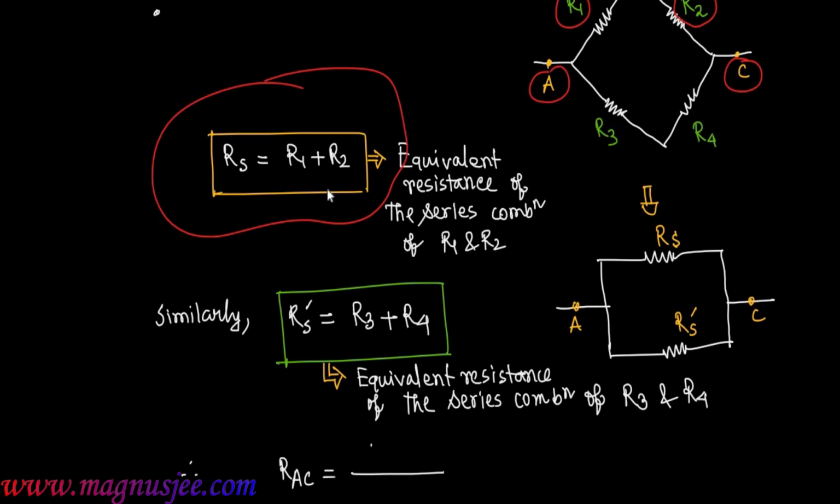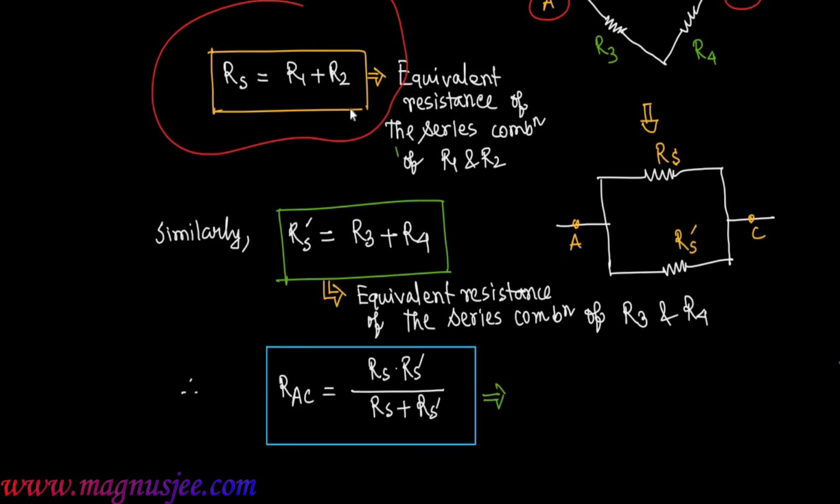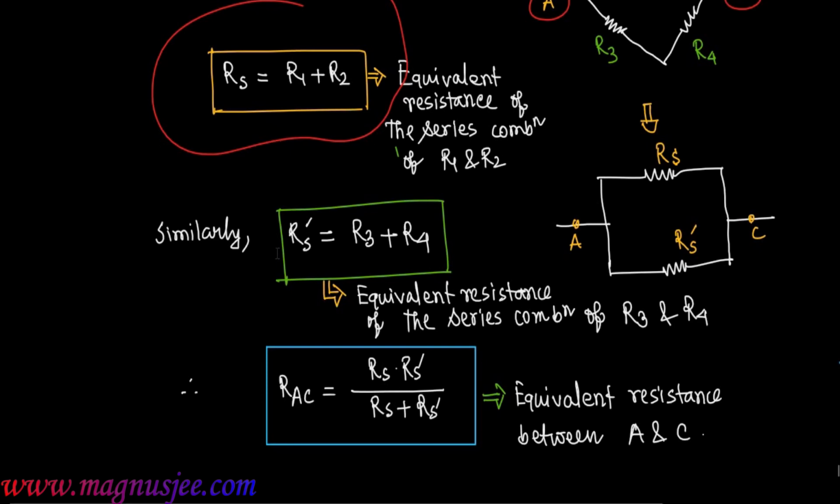Therefore, RAC, the equivalent resistance between the 2 points A and C, is Rs dot Rs prime divided by Rs plus Rs prime, because Rs and Rs prime are connected in parallel combination between the 2 points A and C.